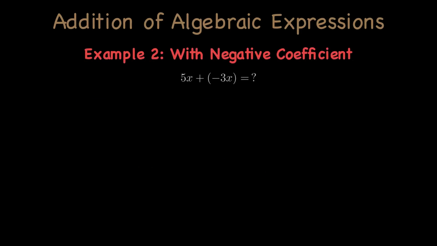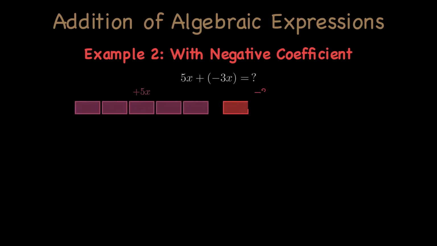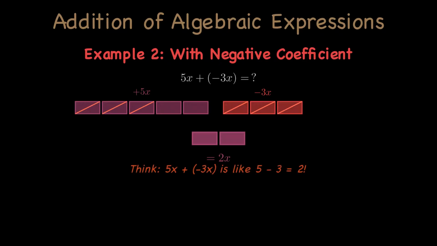Example 2. What is 5x plus negative 3x? Now we have a negative coefficient. Let's see how to handle this. We have 5 positive x tiles and 3 negative x tiles. Positive and negative tiles cancel each other out. Let's cancel the pairs. 3 positive tiles cancel with 3 negative tiles. We're left with 2 positive tiles, so 5x plus negative 3x equals 2x. Remember, 5x plus negative 3x is like 5 minus 3, which equals 2.